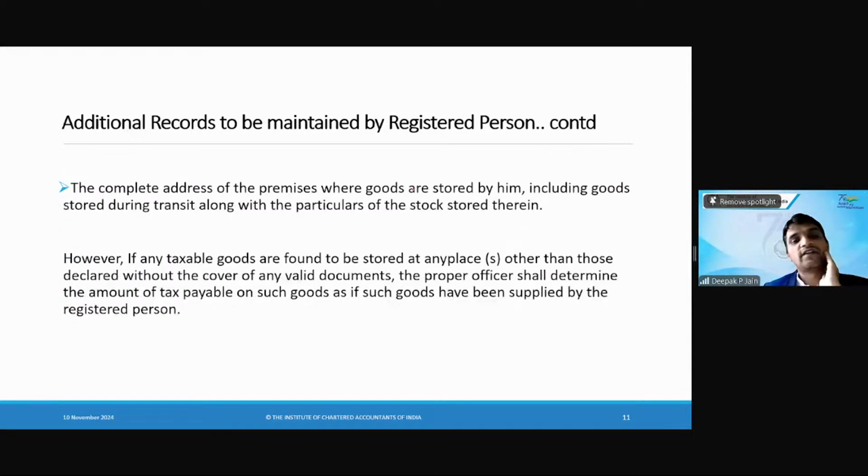Then, however, if any taxable goods are found to be stored at any place other than those declared without the cover of any valid documents, the proper officer shall determine the amount of tax payable on such goods as if such goods have been supplied by the registered person.